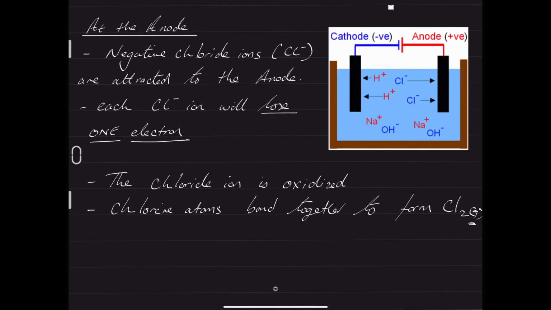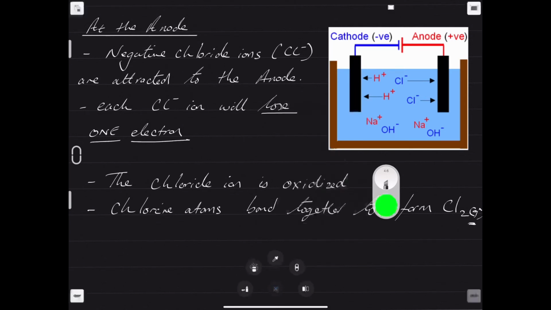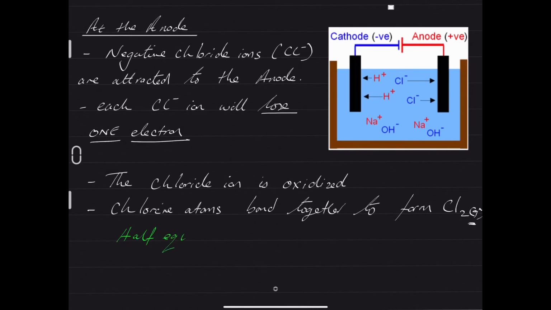So this is just a statement about what's happening at the anode. Now let's put in the ionic half equation for chlorine at the anode. So what happens is we say the ionic half equation is 2Cl minus aqueous. Remember our state symbols.